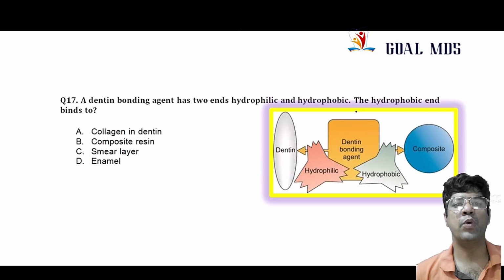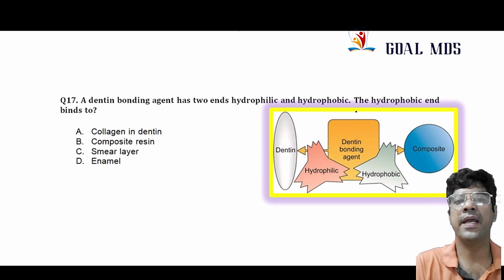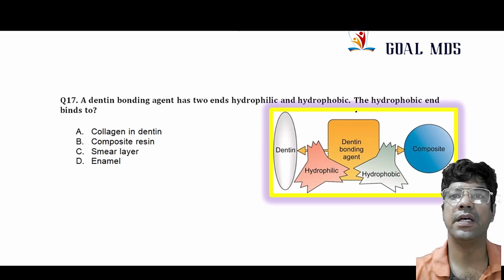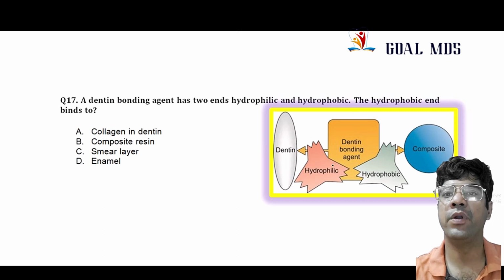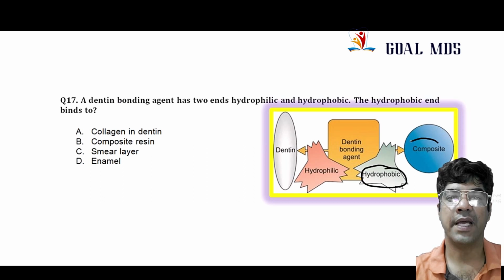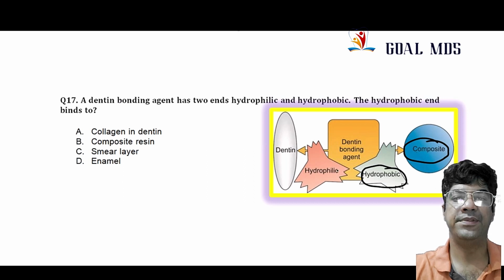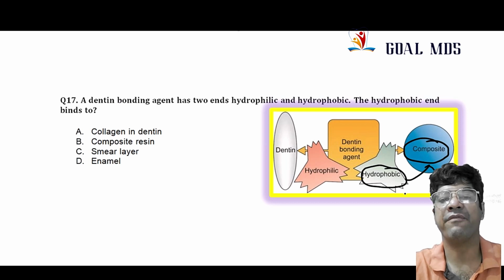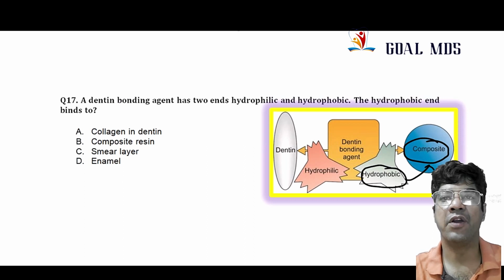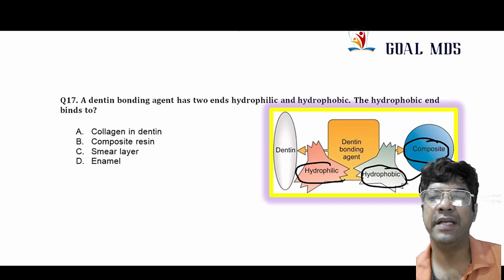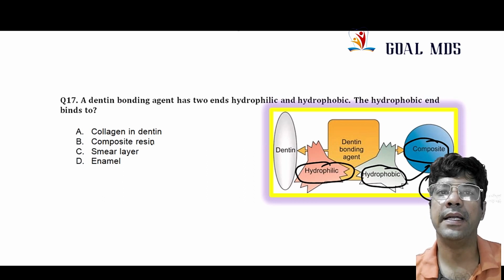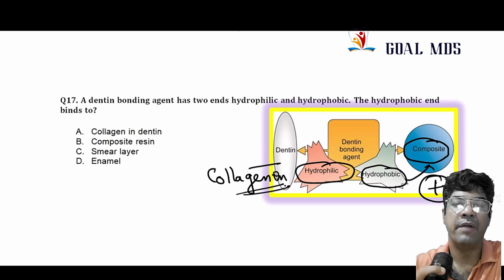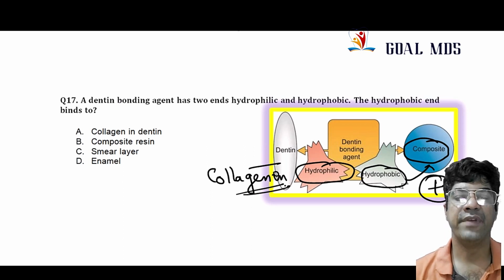A dentine bonding agent has two ends, a hydrophilic and a hydrophobic end. The hydrophobic end of the dentine bonding agent binds to the composite resin. That interaction helps in creating a strong and durable bond between dentine and composite, which will enhance the longevity and performance of the restoration. Whereas the hydrophilic end of the dentine bonding agent binds to the collagen in the dentine. That is important for a stable and durable bond between the restorative material and natural dentine within the tooth.